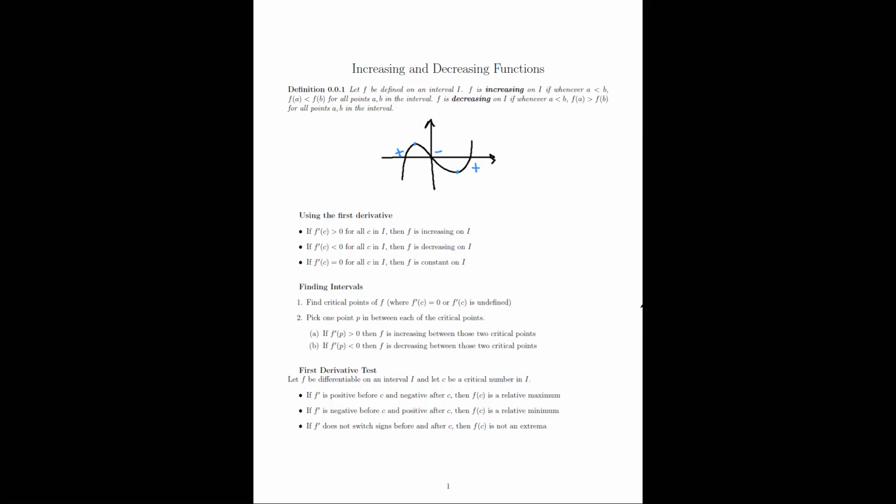So this is called the first derivative test, and all we're doing here is we're saying, okay, let's find our critical points, tell whether our derivatives are positive or negative, and then that will inform whether those critical points are relative maxima or relative minima. All right, let's actually see this in an example.